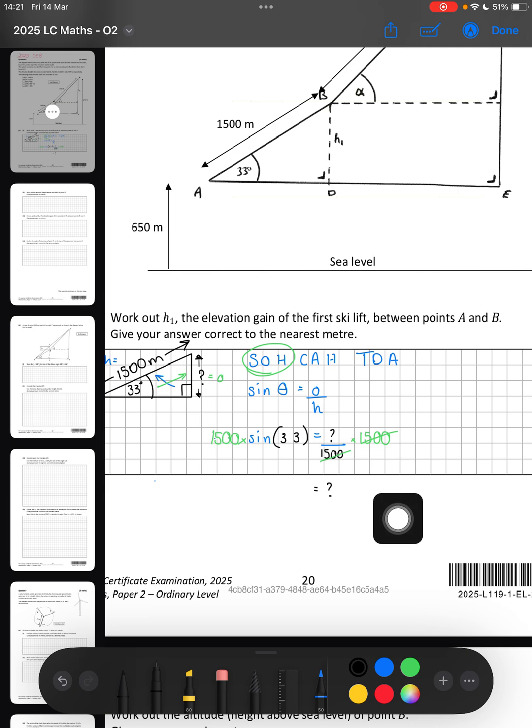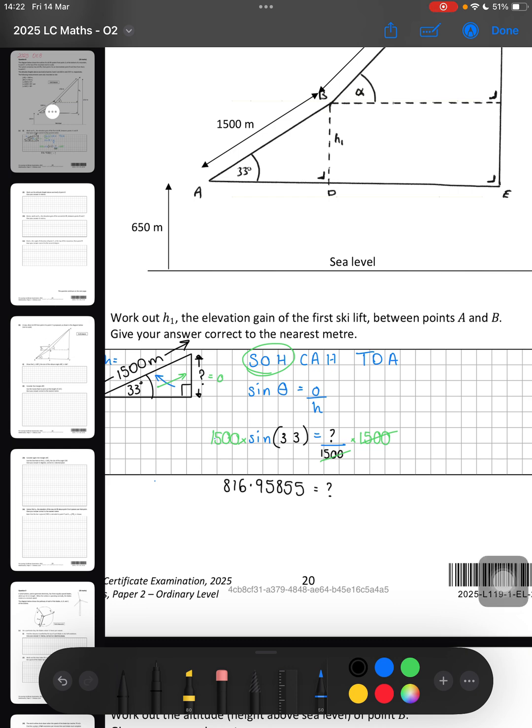Because when I multiply it by 1,500, any small errors in the number I've written down are going to be dramatically increased. So, 1,500 by sine 33, and I'm going to get 816.95855.